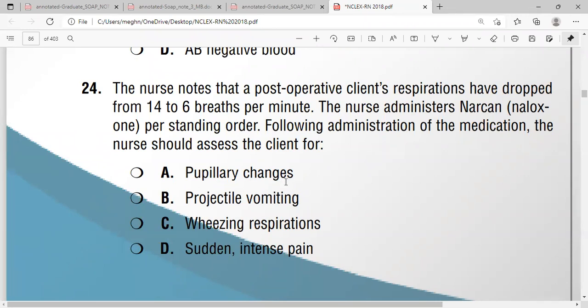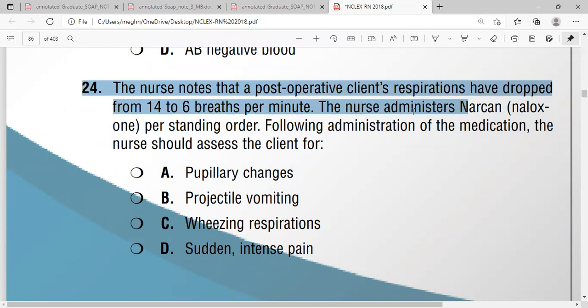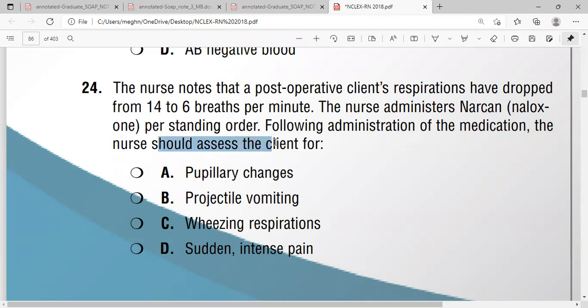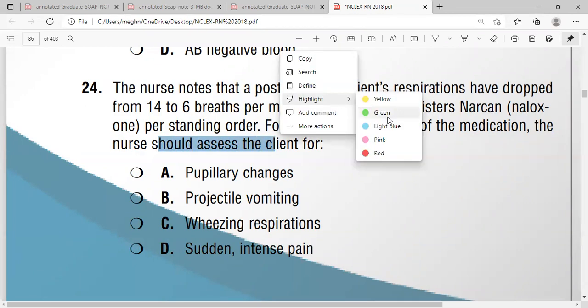Pupillary changes, projectile vomiting, number C, wheezing respirations, number D, sudden intense pain. My question is, I prescribe or give my patient naloxone, or Narcan. So if we give it to them, what should we monitor, what should the patient assessment be?